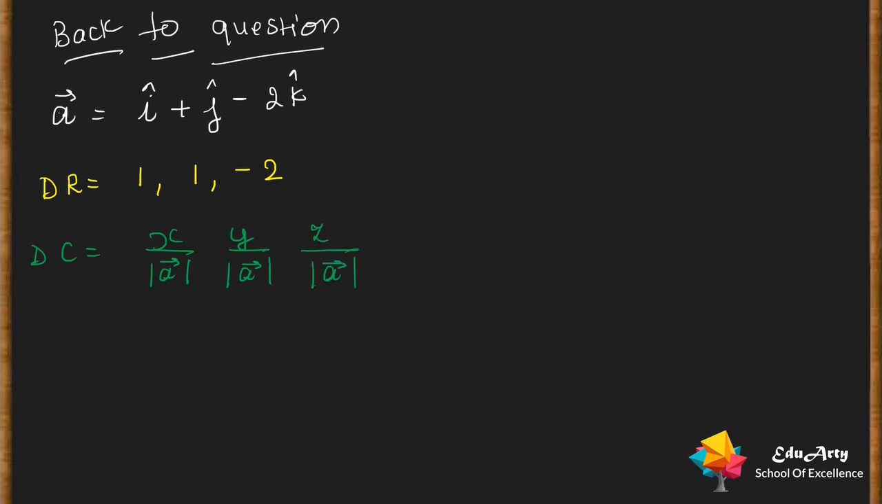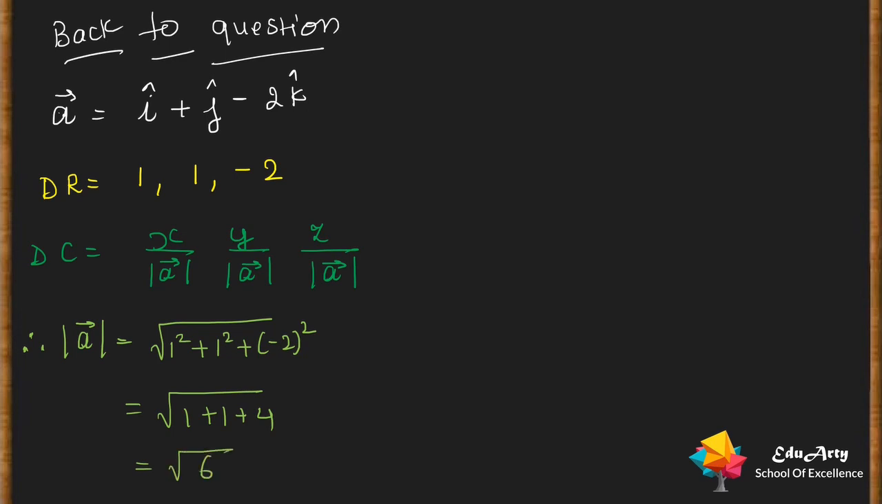Correct? Now first of all, we have to find out what is the magnitude of A vector. So let's figure out the magnitude of A vector. Therefore, magnitude of A vector is equal to under root of 1 square plus 1 square plus minus 2 whole square. Now this is equal to 1 plus 1 plus 4, which is equal to root of 6. Correct? Alright, this is what we are looking for. Alright, now let's continue this on the other side.